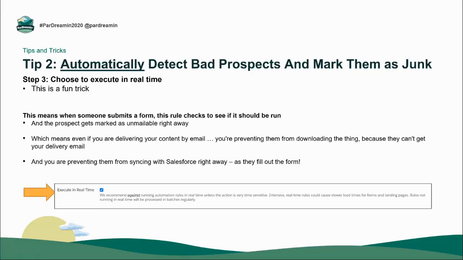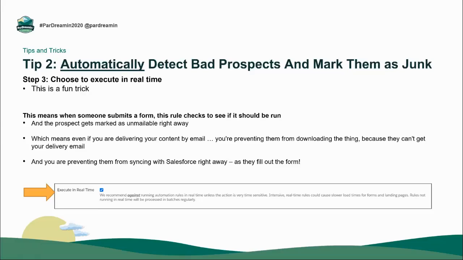So the form is submitted, and this rule runs, checking against the email address. If it says something like mailinator.com or 10-minute email, they're going to get marked as hard bounced, unmailable, before the email even fires out. That means you've cleaned your database and prevented a junk submission, all in one step, and you didn't have to do anything. It was automatic.